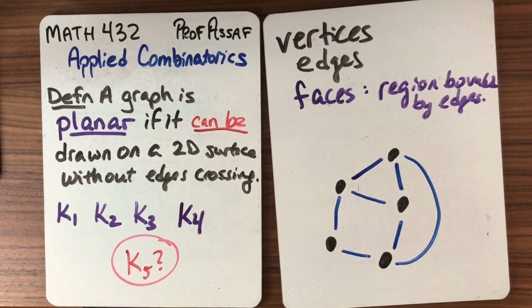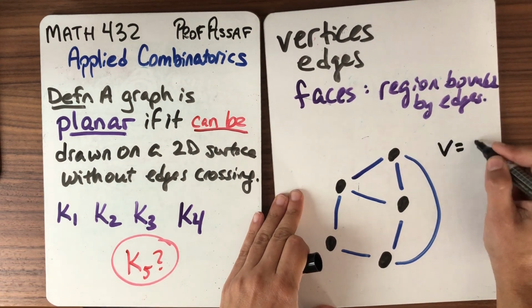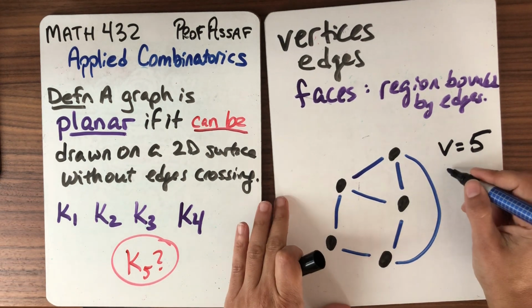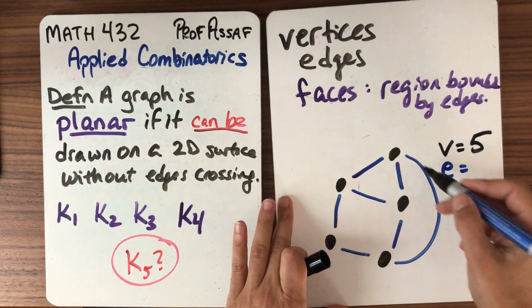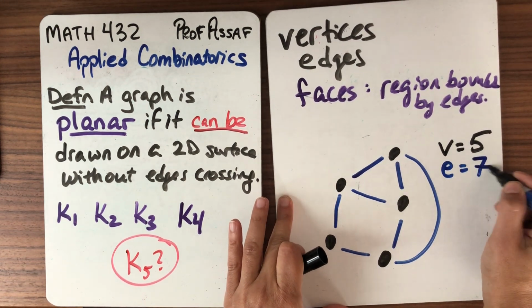I can think about, for this graph, counting vertices, edges, and faces. Vertices, these are our zero-dimensional objects, if you like. The vertices are just all of my black dots. In this particular example, I've got 5 vertices. Edges, well, we know about edges. These are sort of the one-dimensional guys. So what are the edges? I've got 1, 2, 3, 4, 5, 6, 7. So I've got 7 edges.